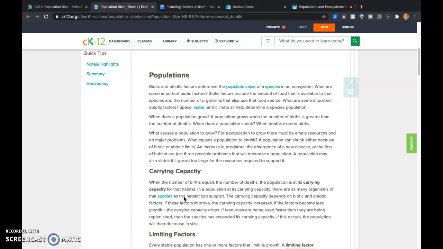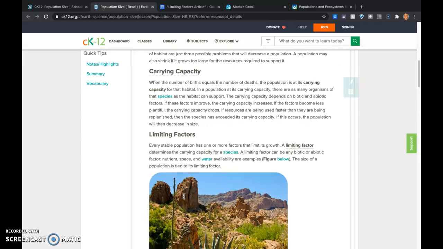A population can shrink either because of biotic or abiotic limits. An increase in predators, the emergence of a new disease, or the loss of habitat are just three possible problems that will decrease a population. A population may also shrink if it grows too large for the resources required to support it.